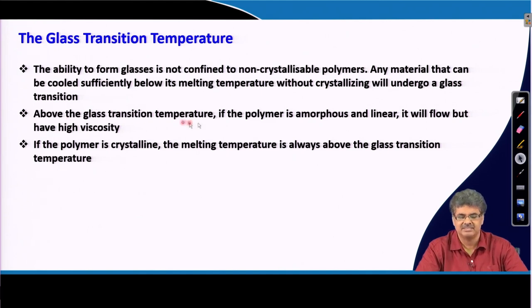Above the glass transition temperature, if the polymer is amorphous and linear, it will flow but have a high viscosity. But if a polymer is crystalline, meaning partly crystalline, then the melting temperature is always above the glass transition temperature of that particular polymer. So, if we have a semi-crystalline polymer, I have a Tg which is lower than the Tm, and my upper service temperature would be the Tm in this particular case.